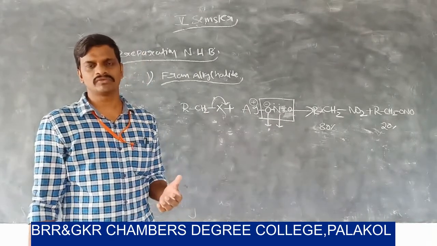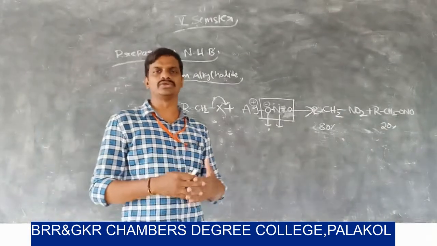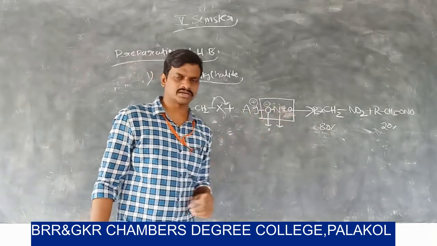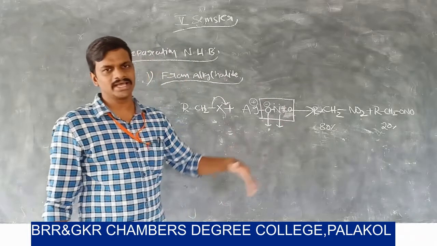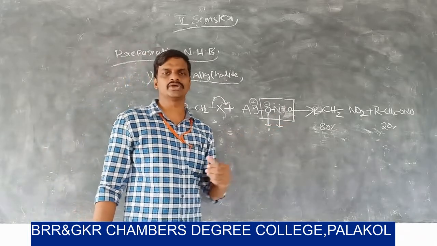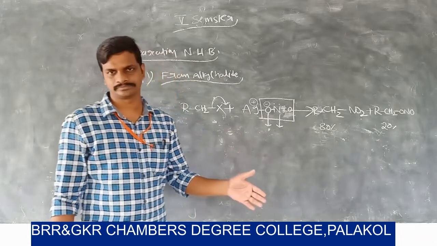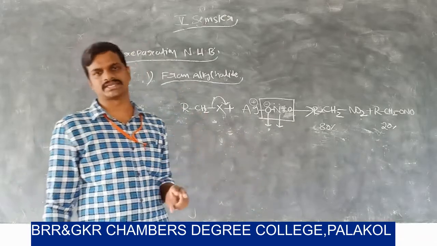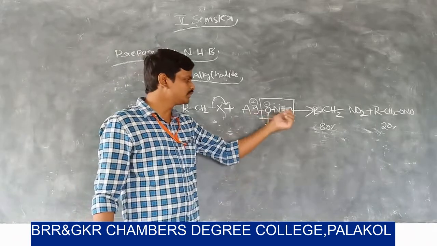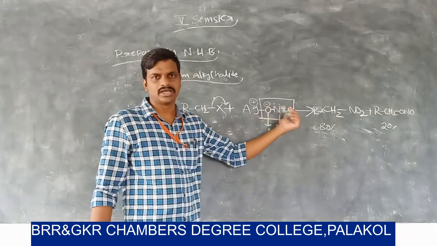What is meant by nucleophile? The electron-rich species are called nucleophiles. Here, oxygen is an electron-rich species and nitrogen is also an electron-rich species. But we call it an ambident nucleophile. What is meant by ambident nucleophile? An ambident nucleophile is a species having two nucleophilic centers. Here we have two nucleophilic centers, one is oxygen and another one is nitrogen.